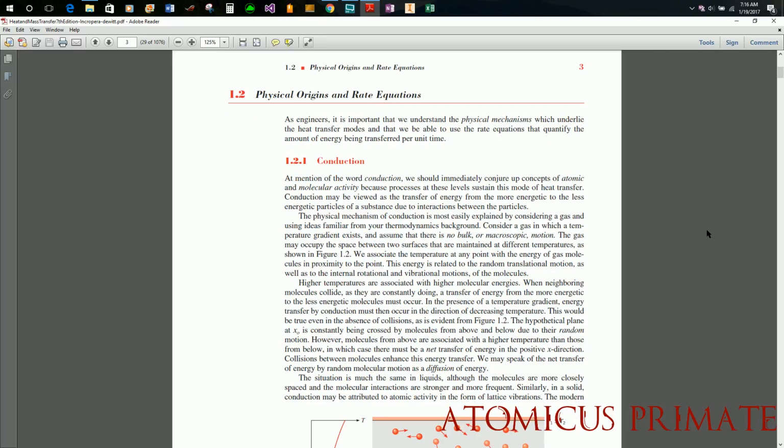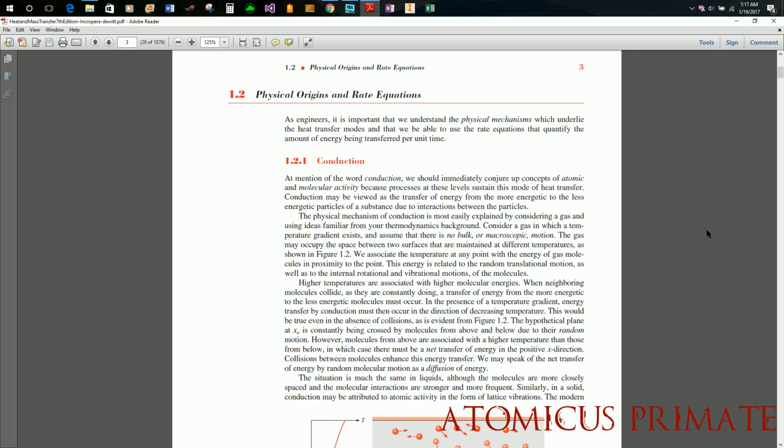Physical origins and rate equations. As engineers, it is important that we understand the physical mechanisms which underlie the heat transfer modes, that we be able to use the rate equations that quantify the amount of energy being transferred per unit time.